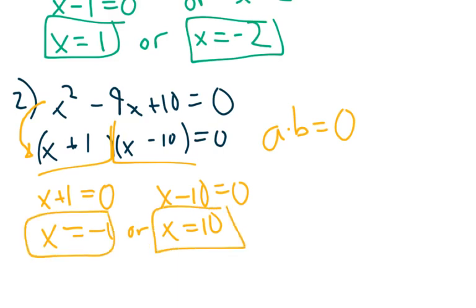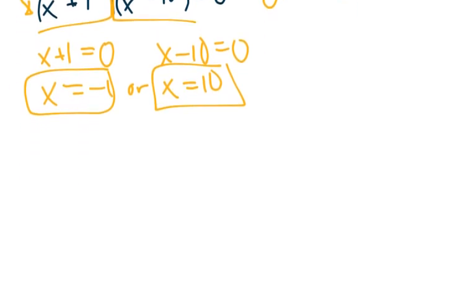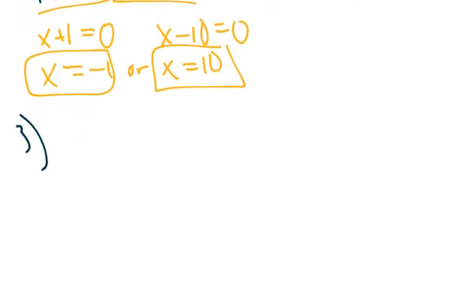So for a lot of these, you're going to end up getting two answers. Won't always be the case, but for most of them, we're going to get two. Okay, let's do a couple more examples. Next one, x squared minus 144 equals 0.